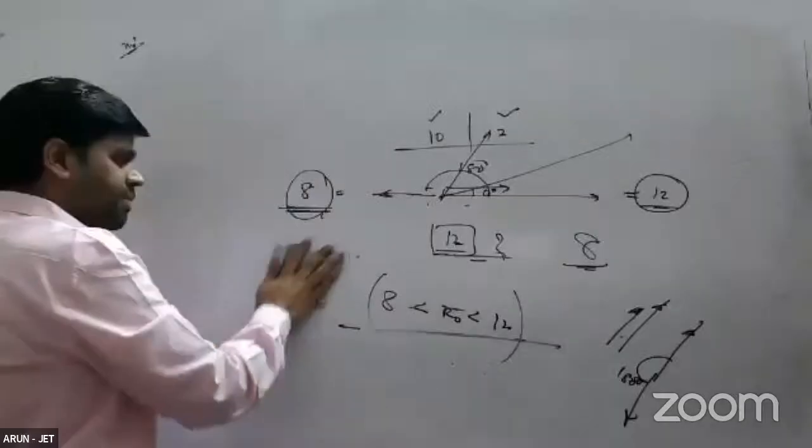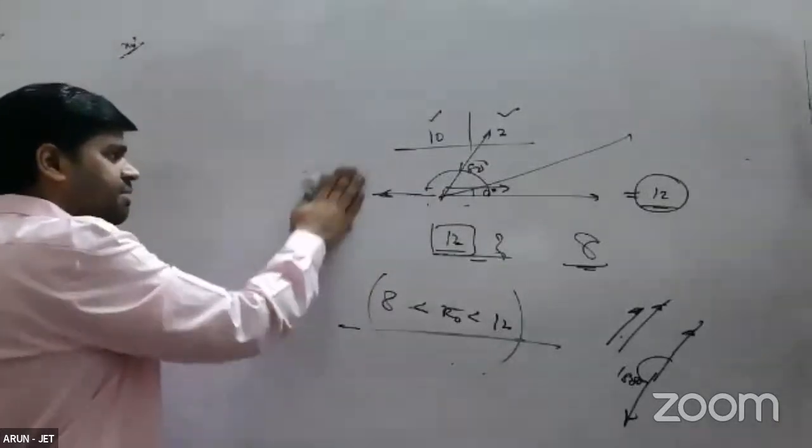Yes, sir, I got it now. So maximum would be the sum of the vectors, when they are parallel. Minimum would be the difference of the vectors, when they are anti-parallel.